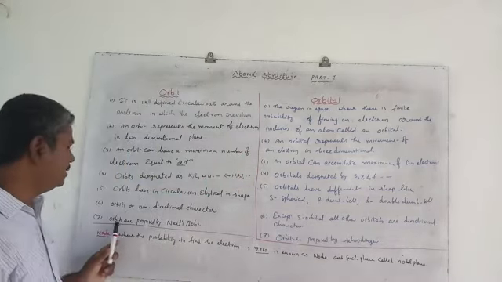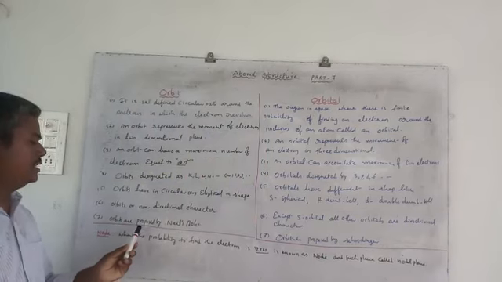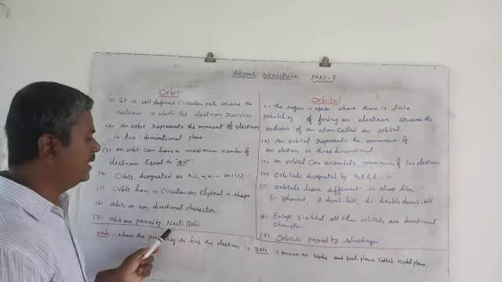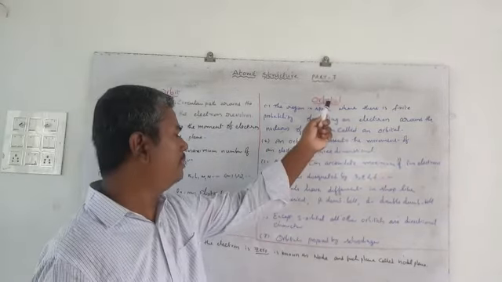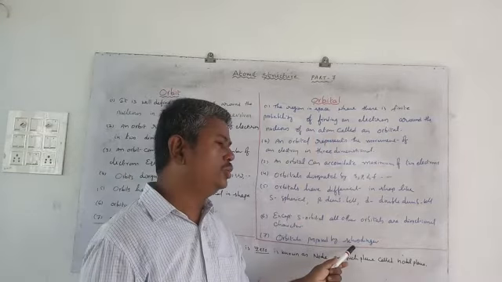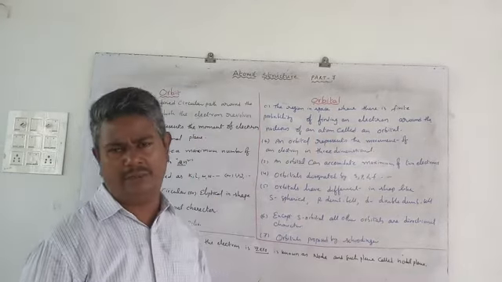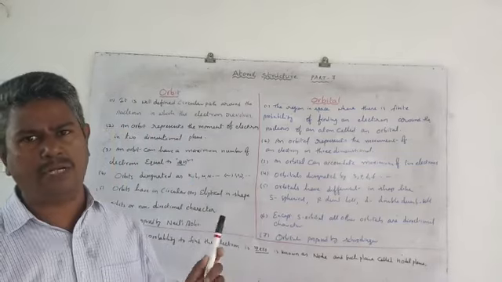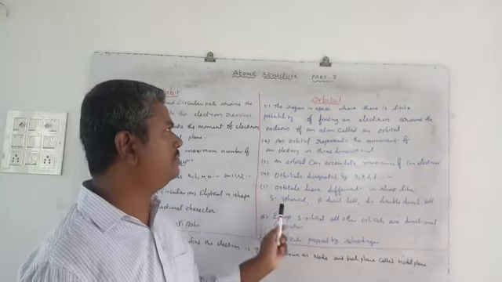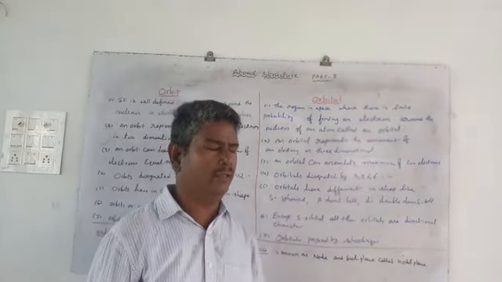As well as these orbits are proposed by Niels Bohr. Whereas the orbital is proposed by Erwin Schrödinger, which is a psi-square probability function. So that is the difference between orbit and orbital.